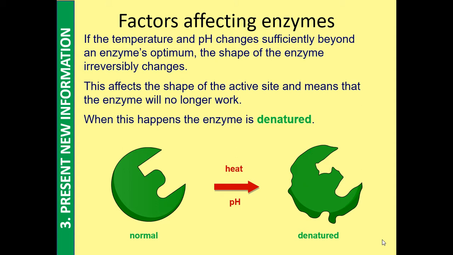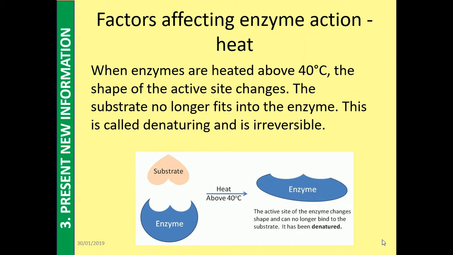So if the shape of the lock has changed, then the key no longer fits and the enzyme can't do its job anymore. So it's irreversible, it's extreme hot conditions, extremes of pH, and it changes the shape of the active site irreversibly. So the enzyme can therefore no longer do anything.